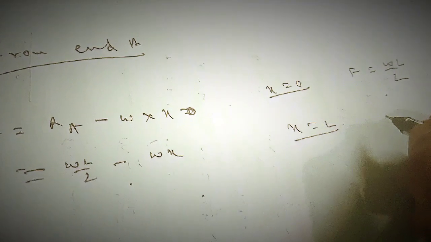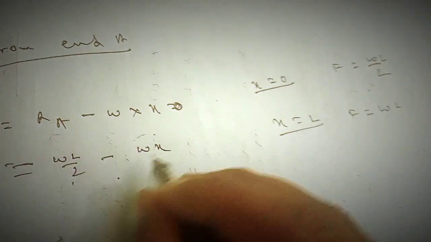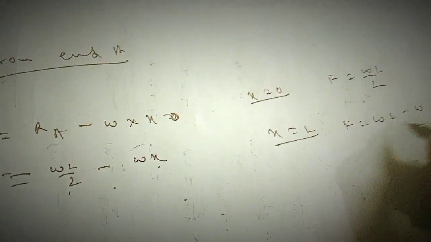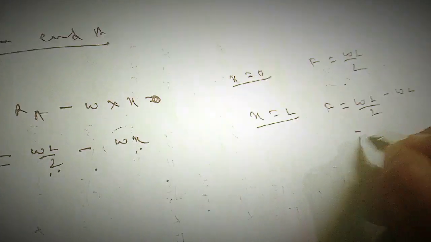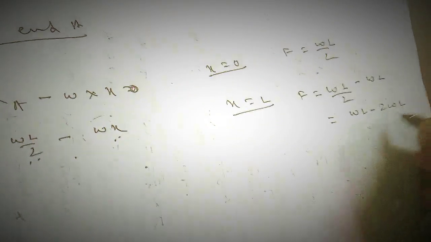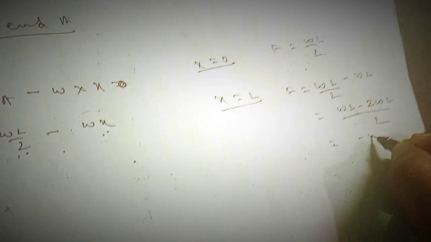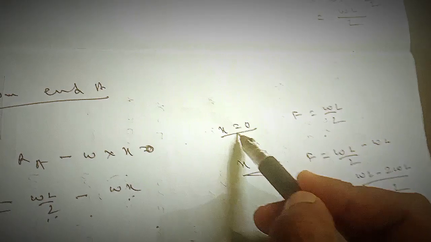And if you put X equal to L, the shear force will be WL by 2 minus W into L. At the place of X I am putting L, so it will be WL minus 2WL divided by 2. So it will be minus WL divided by 2.